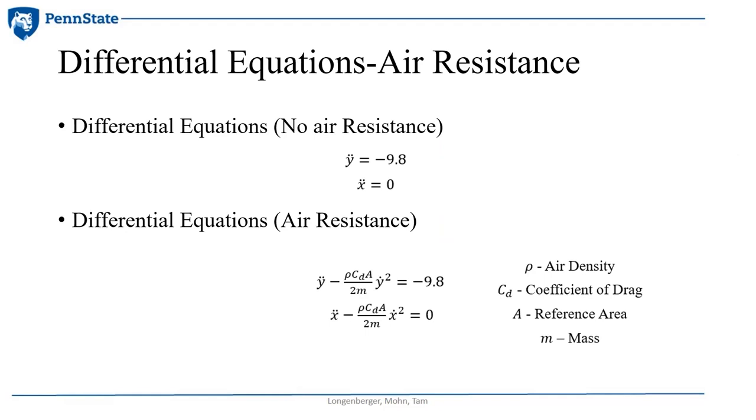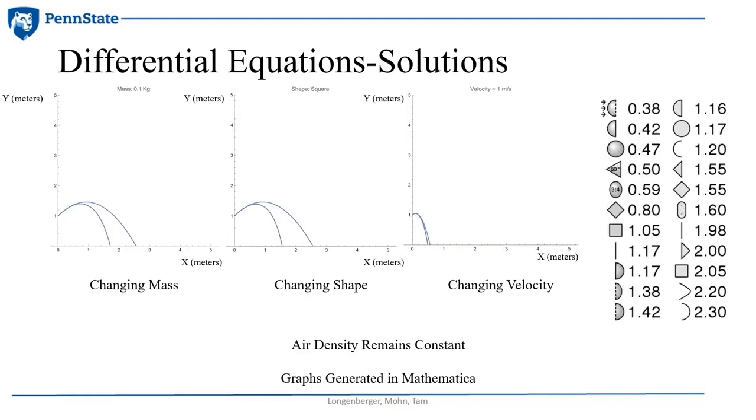Beginning with a discussion on air resistance. The general ordinary differential equations of kinematic motion are shown, with the acceleration in the y direction being the acceleration of gravity and no acceleration in the x direction. When adding air resistance, the differential equations become nonlinear and are affected by many constants, resulting in a more complicated set of kinematic equations. Since the differential equations for the kinematics with air resistance were nonlinear, we decided to solve and plot the results in Mathematica.